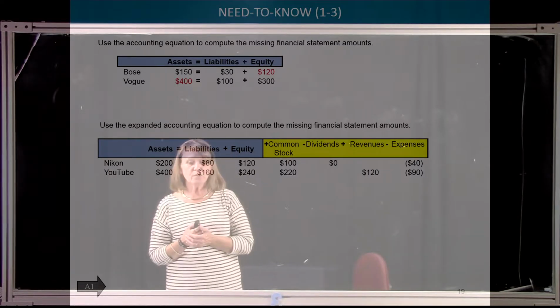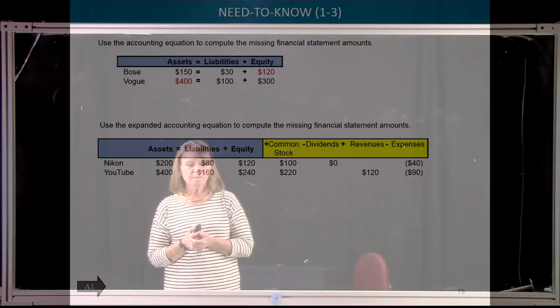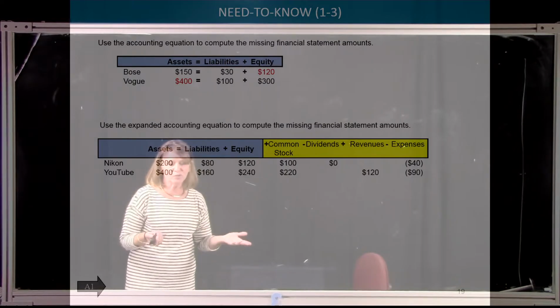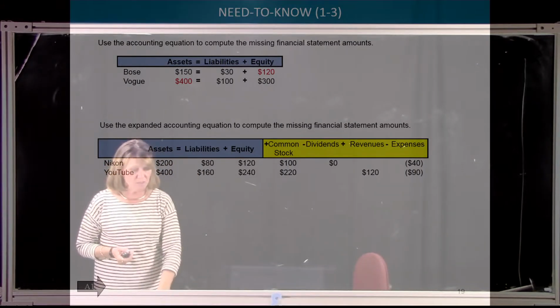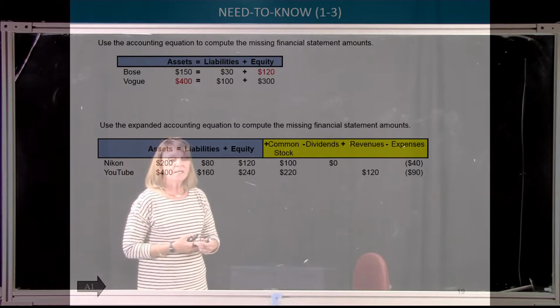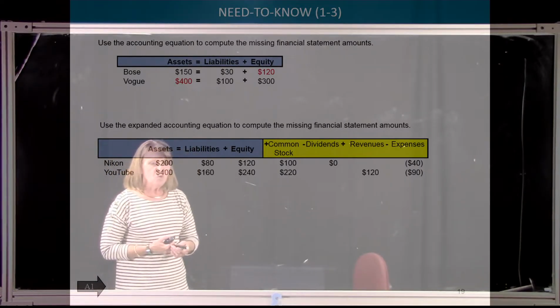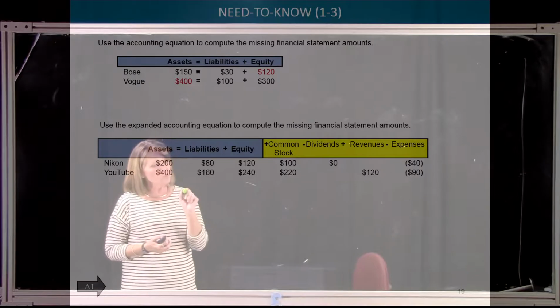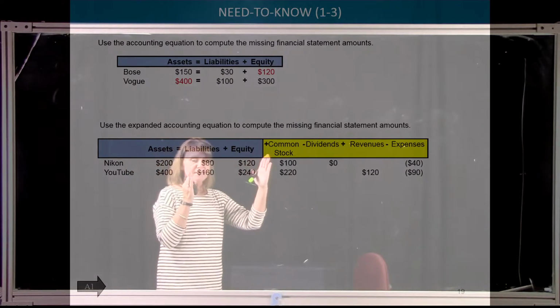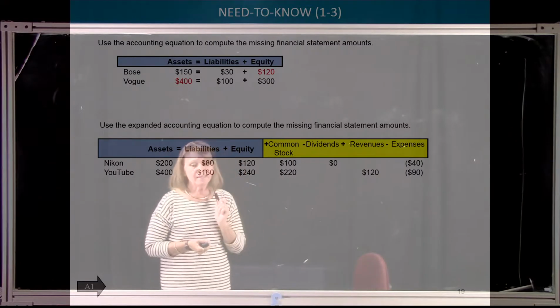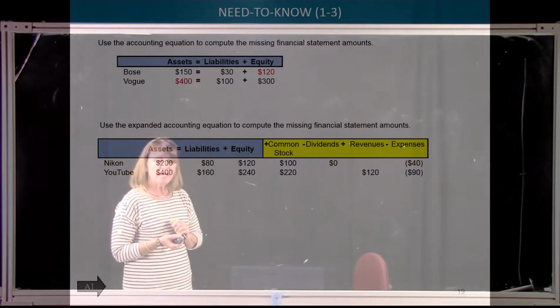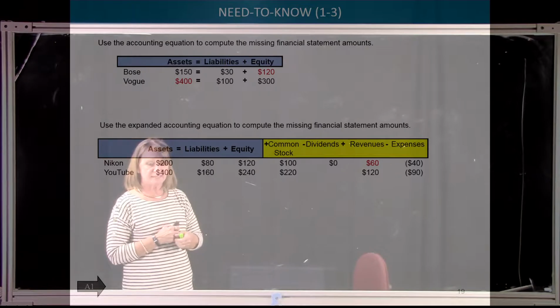Down below, where we're using the expanded accounting equation, we know we have 200 in assets, 80 in liabilities, and 120 in equity. So we have 100 in stock. We didn't pay out any dividends. We had expenses of 40. So what we're trying to do is take that expanded owner's equity equation and make it equal $120, and that means we had revenues of 60.